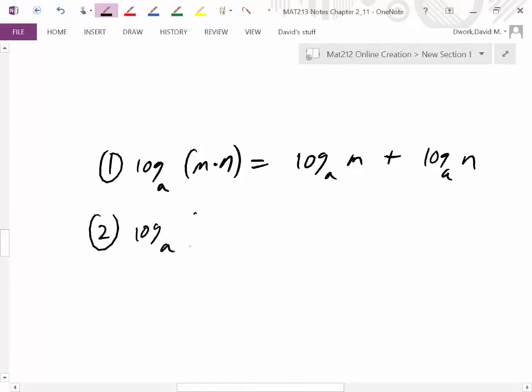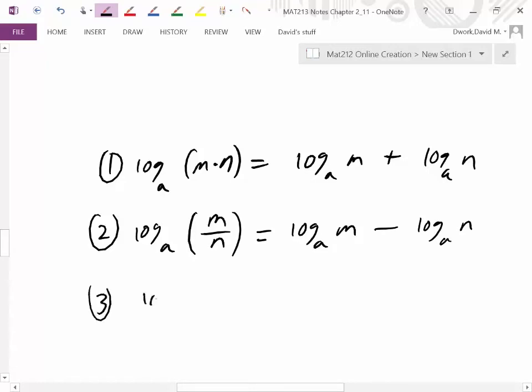The other rule is very similar. If I have 2 things dividing, once again, I can break it up into 2 separate logs, and they are broken up into subtracting, right? And then the third rule, this one's really, really important. Log base A of m raised to the n is the same thing as, well, what we can say is that exponent comes out to the front, leaving me with log base A of m, and then this whole thing is being multiplied by n.